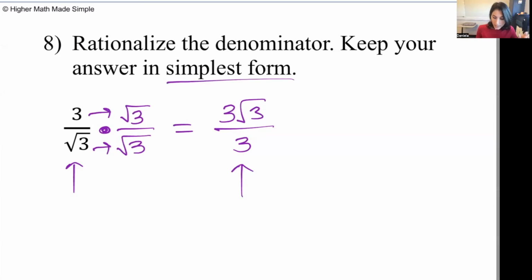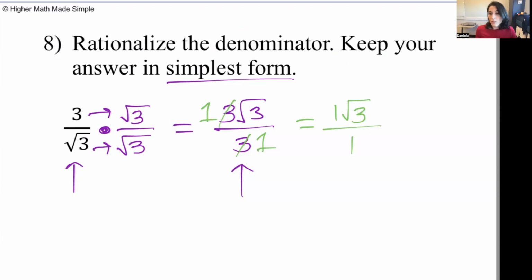Now, you do always want to keep your answer in simplest form. So again, the quote-unquote like terms, you cannot divide all the numbers by 3, right? Notice that they're all divisible by 3. The only quote-unquote like terms are the whole numbers. So you can only do 3 divided by 3 is 1, and then 3 divided by 3 is 1. So you're going to leave the radical alone. So technically, this is 1 times radical 3 divided by 1.